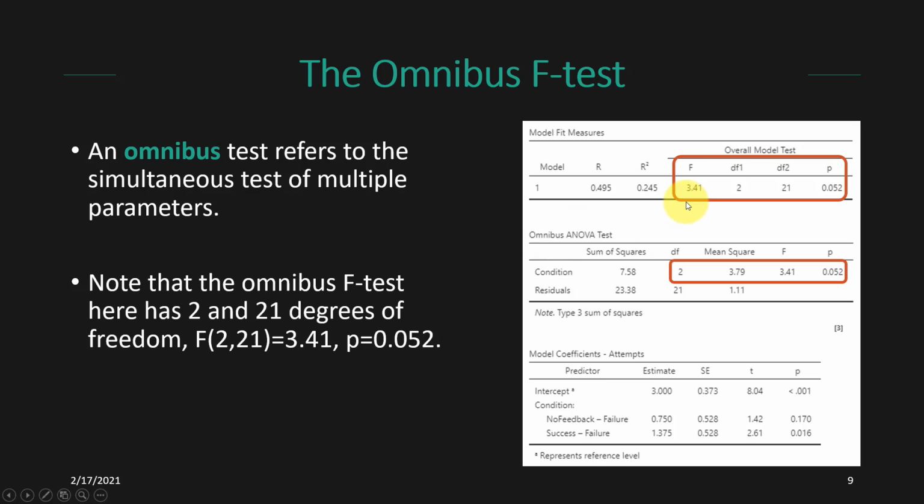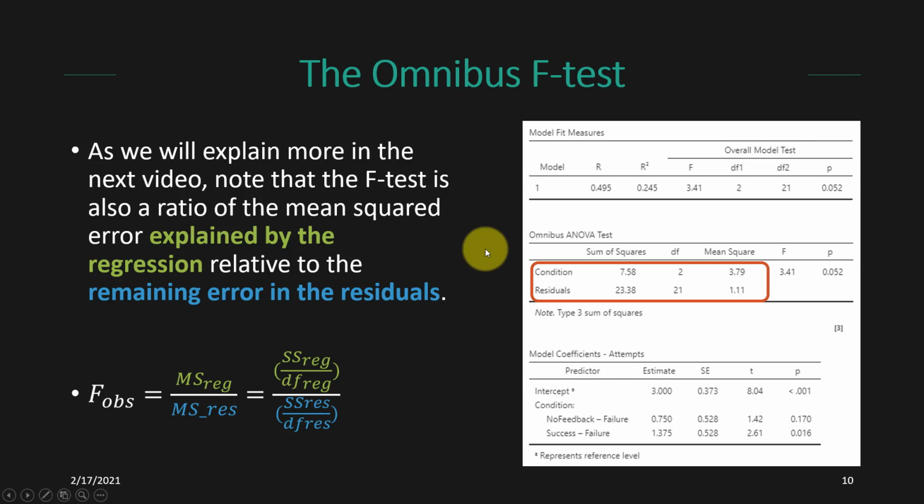But the main thing right now is just to recognize that regardless of what coding scheme you use, you get the same model fit. And again, the reason for that is that your model is making identical predictions. It's going to predict the mean of the failure group for everyone in the failure group. It's going to predict the mean of the no feedback group for everyone in the no feedback group. And it's going to predict the mean of the success group for everyone in the success group. So the model fit statistics will all be exactly the same, regardless of how we coded it.